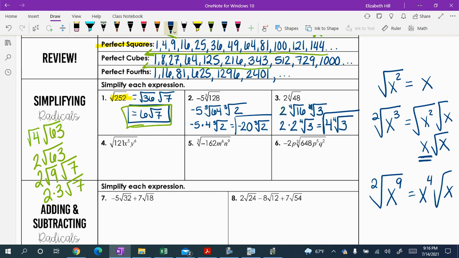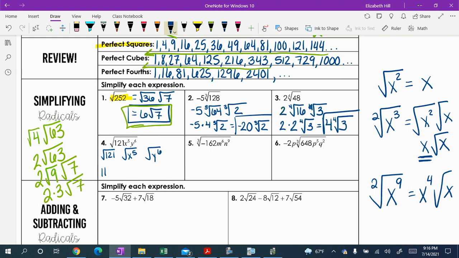So here I've got the square root of 121 x to the 5th y to the 6th. Now 121 is a perfect square for us. Sometimes I might break it down: I've got the square root of 121, the square root of x to the 5th, and the square root of y to the 6th. The square root of 121 is going to give us 11.